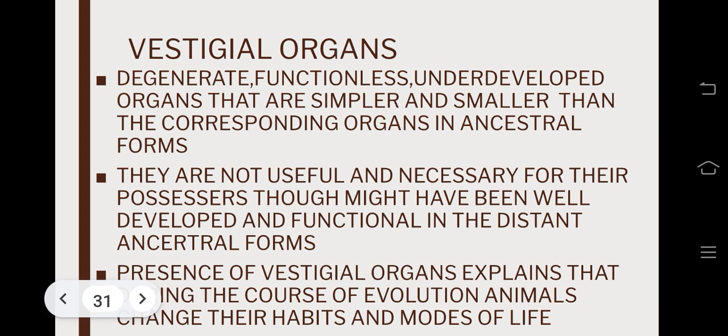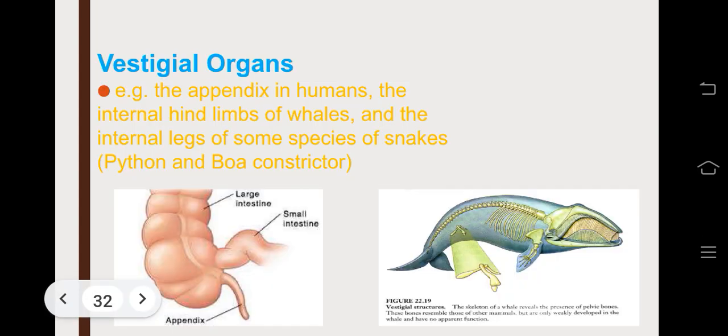Then vestigial organs: degenerate, functionless, underdeveloped organs that are smaller than the corresponding organs in ancestral forms. They are not useful or necessary for their possessors, though they might have been well developed and functional in distant ancestral forms. The presence of vestigial organs explains that during the course of evolution, animals changed their habitats and modes of life. Vestigial organs: appendix in humans, internal hind limbs of whales, and the internal legs of some species of snakes like python and boa constrictor.